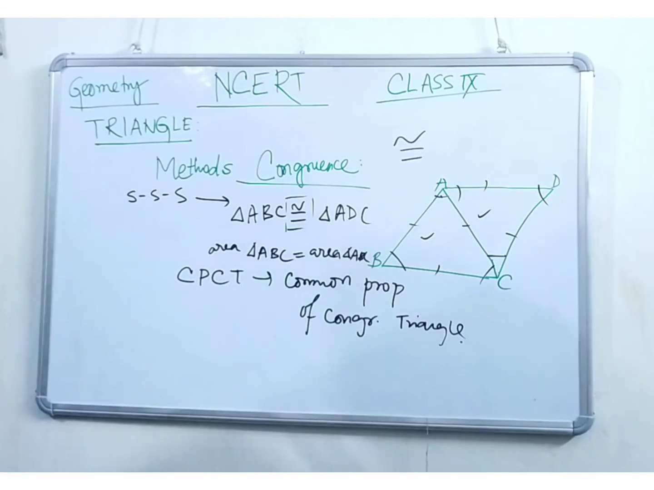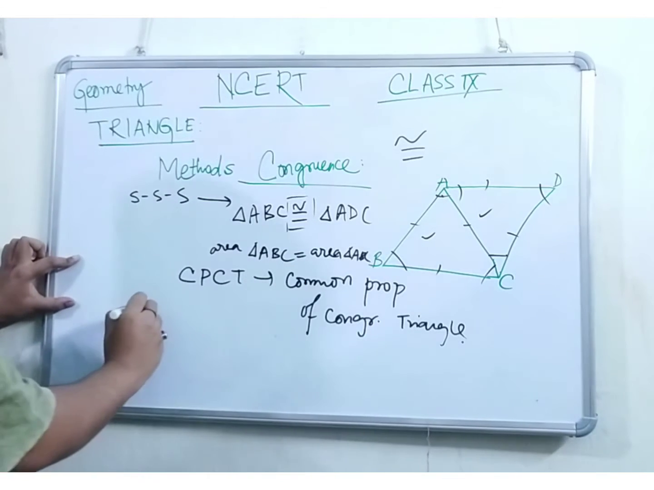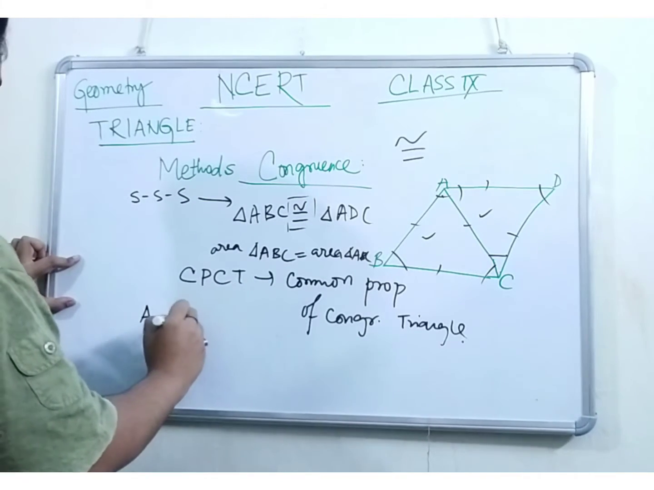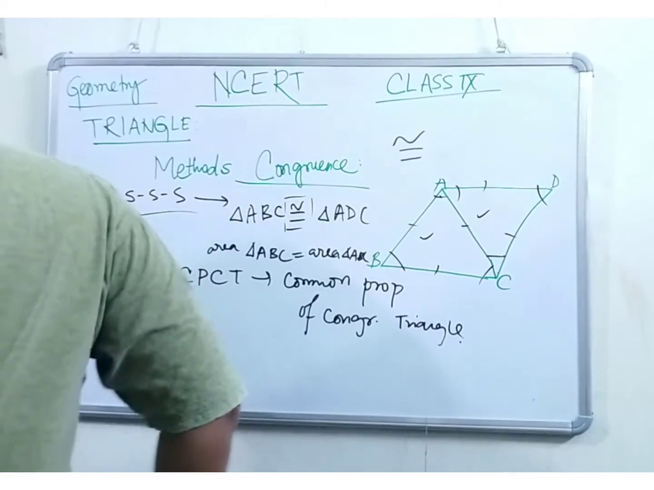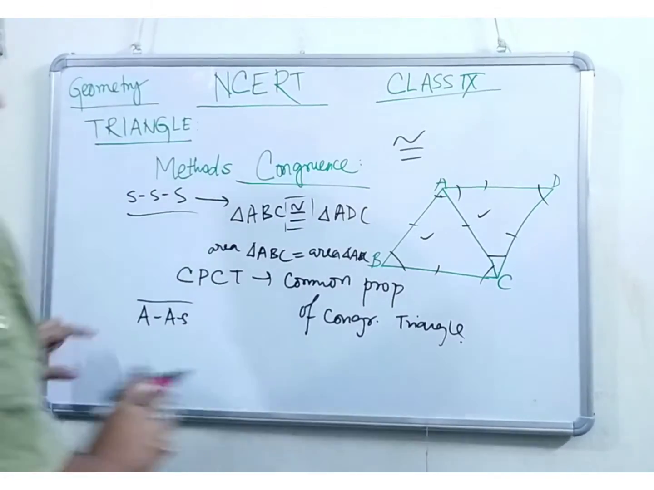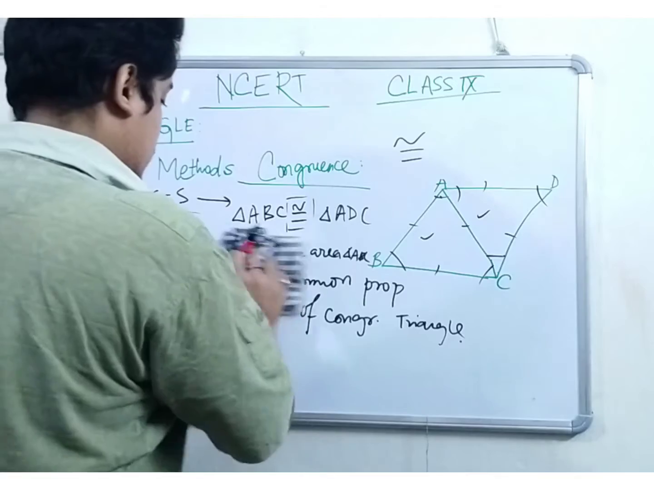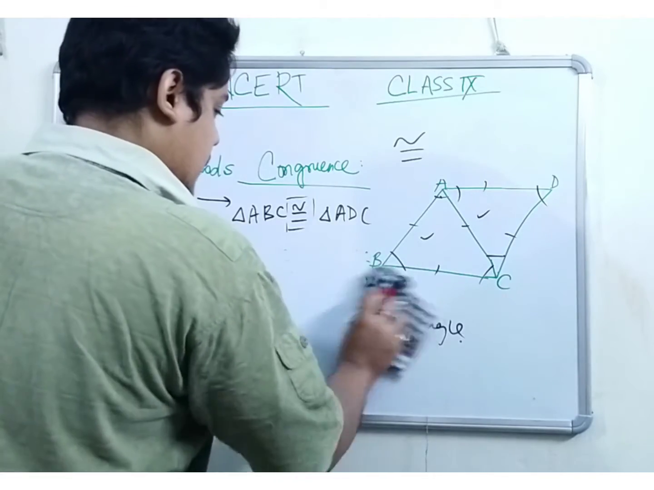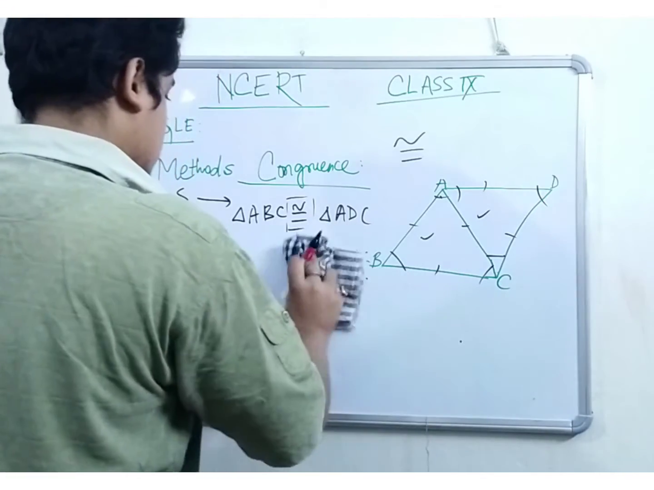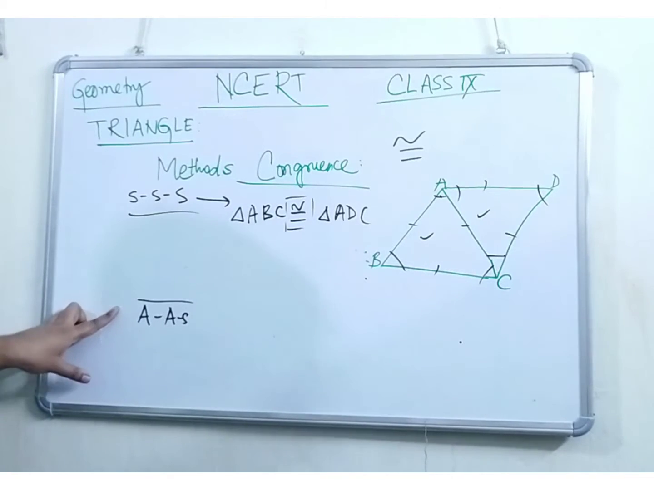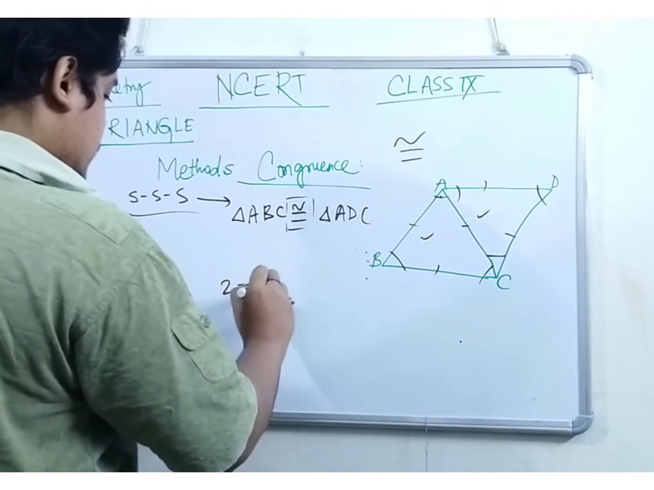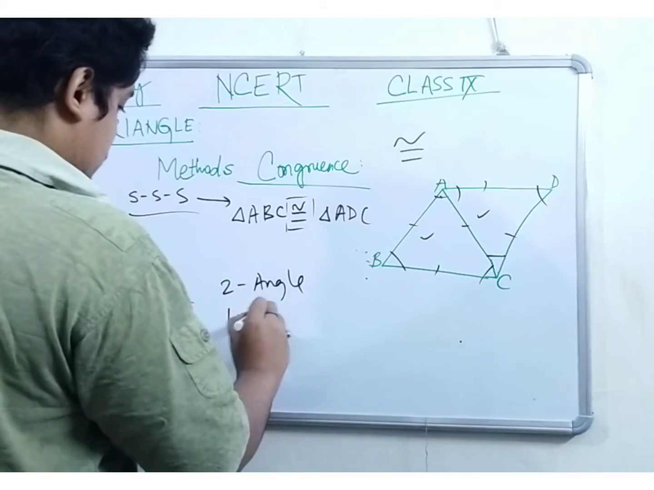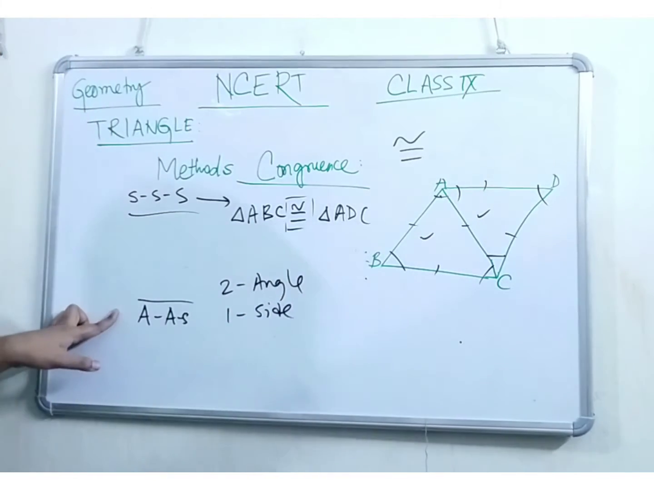The second axiom is angle, angle, side. What is angle, angle, side? Let me rub this out so you can work more on these things. There will be two angles and one side of the two triangles which will be equal.